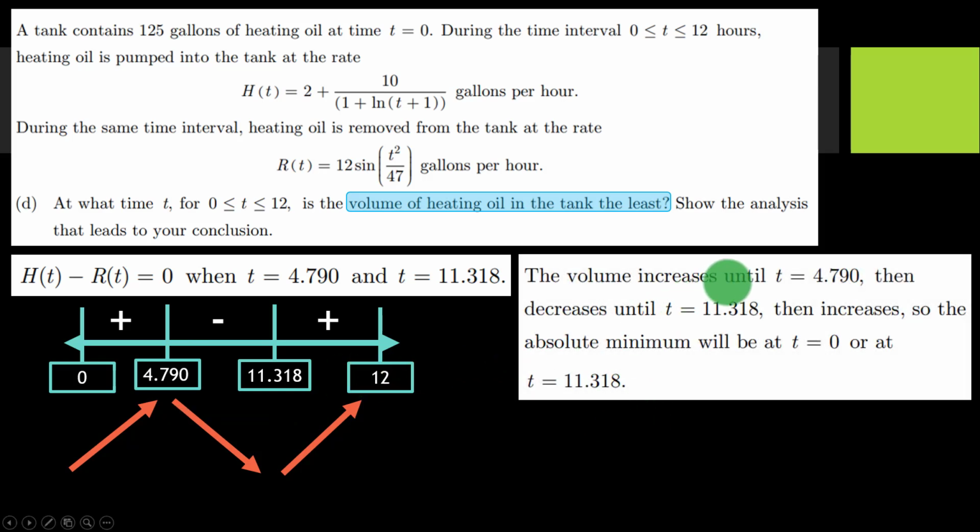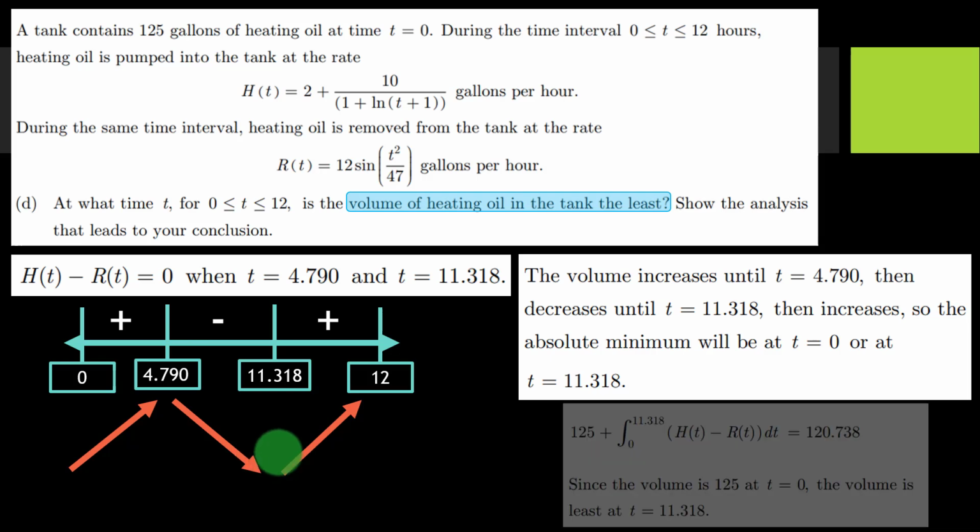So the volume increases until 4.79, then decreases until 11.318, then increases again. And that means the absolute minimum has to be either at 0 or at this relative minimum, 11.318. So let's test both of those.